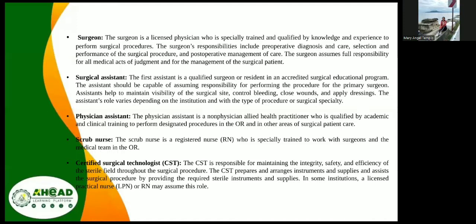The CST is responsible for maintaining the integrity, safety, and efficiency of the sterile field throughout the surgical procedure. The CST prepares and arranges instruments and supplies and assists the surgical procedure by providing the required sterile instruments and supplies. In some situations, a licensed practical nurse or RN may assume this role.